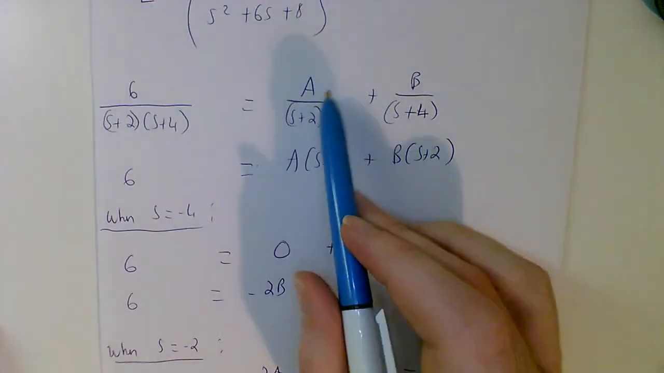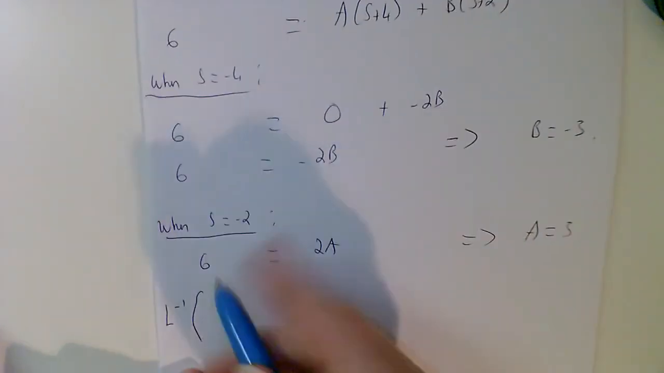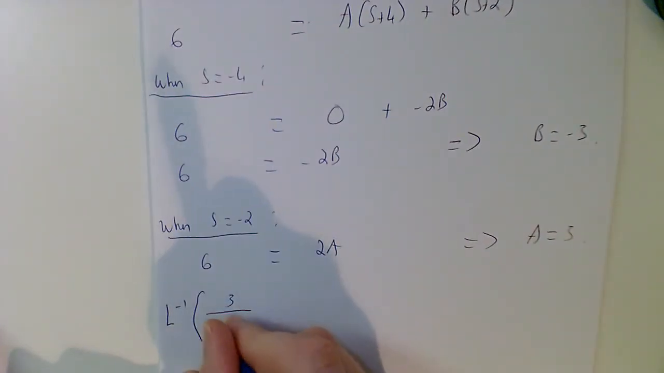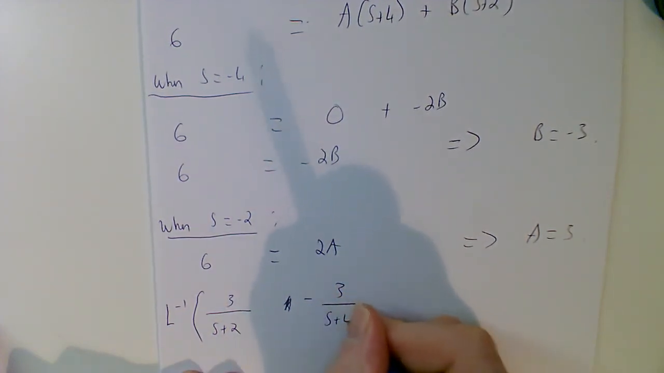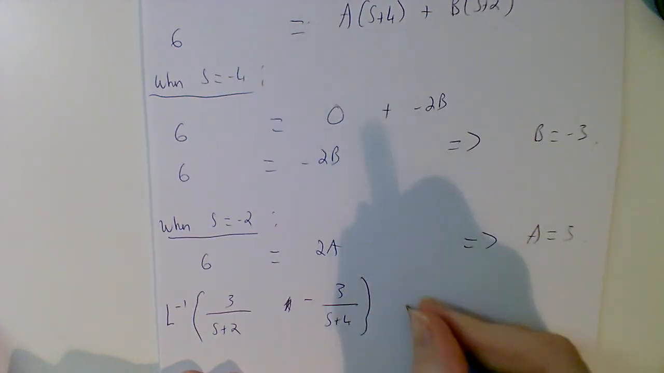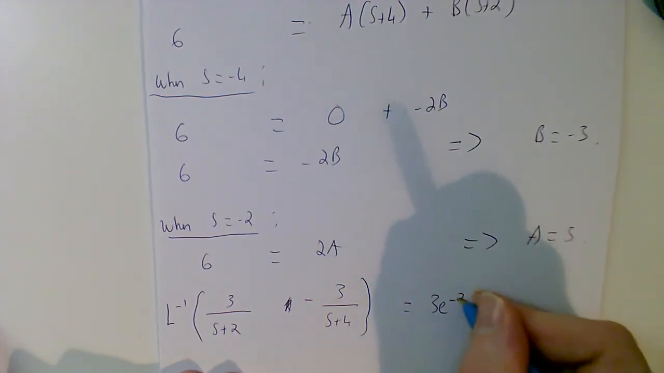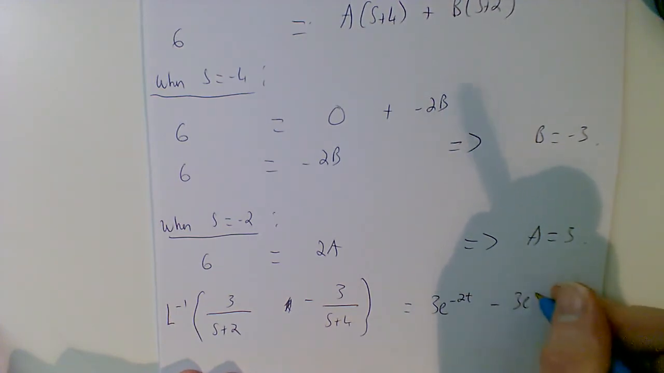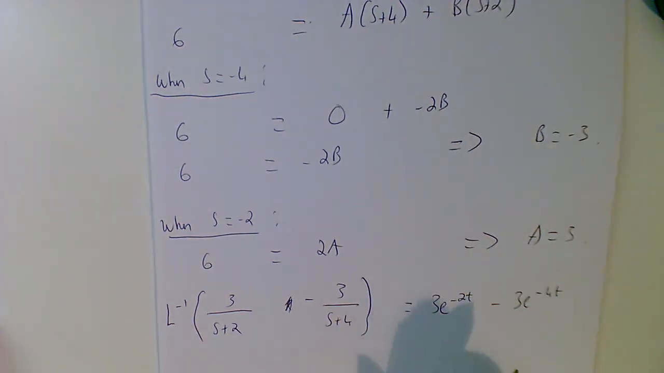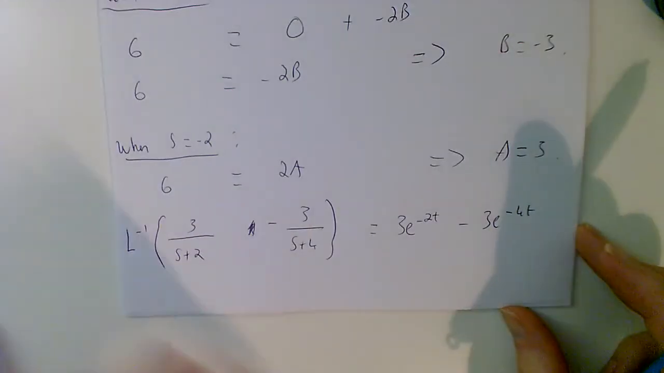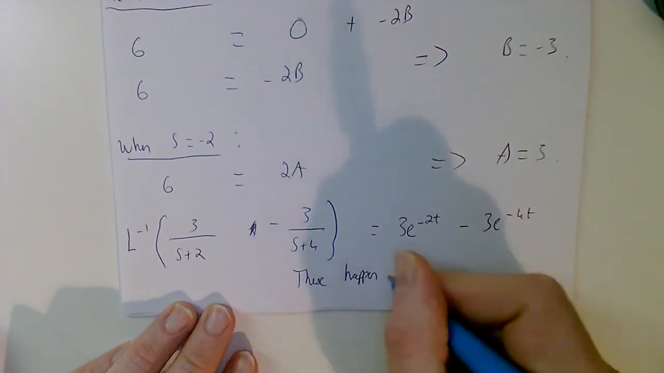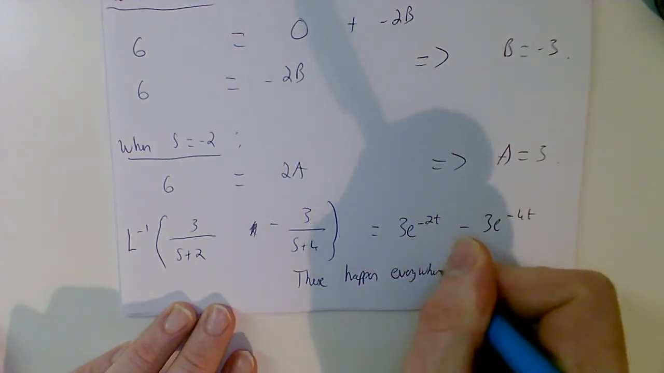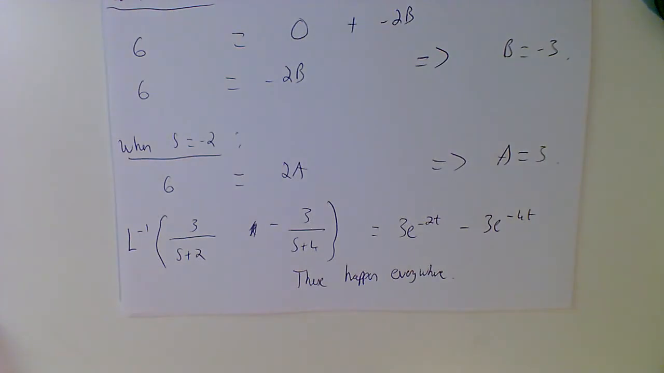So I've got my partial fractions. A is 3, b is negative 3. I have 3 over s plus 2, subtract 3 over s plus 4, which is 3e to the power of negative 2t, take away 3e to the power of negative 4t from a Laplace transform table. And remember, these happen everywhere. There's not been a second shift in this part of the function, so these happen everywhere.